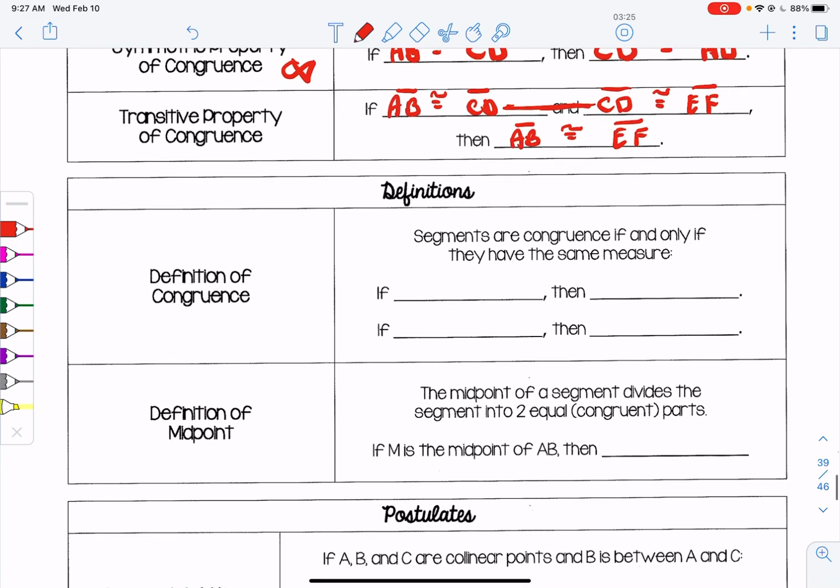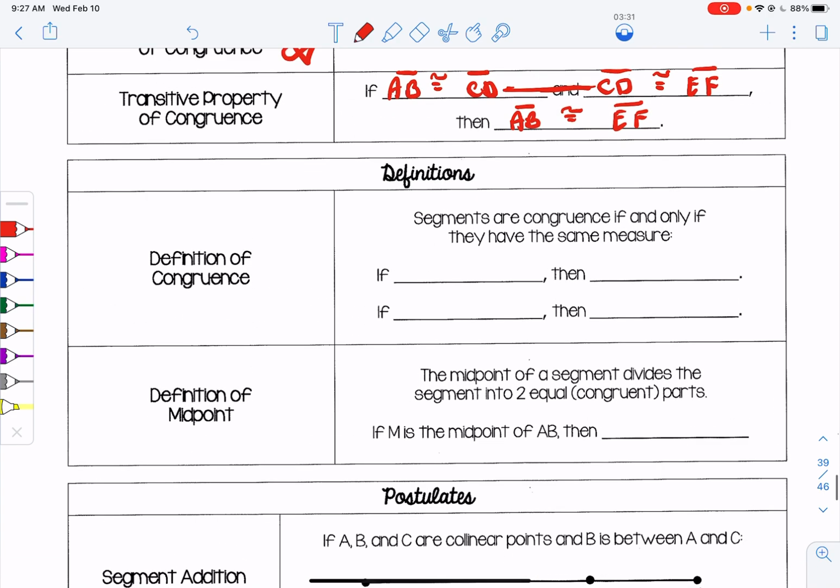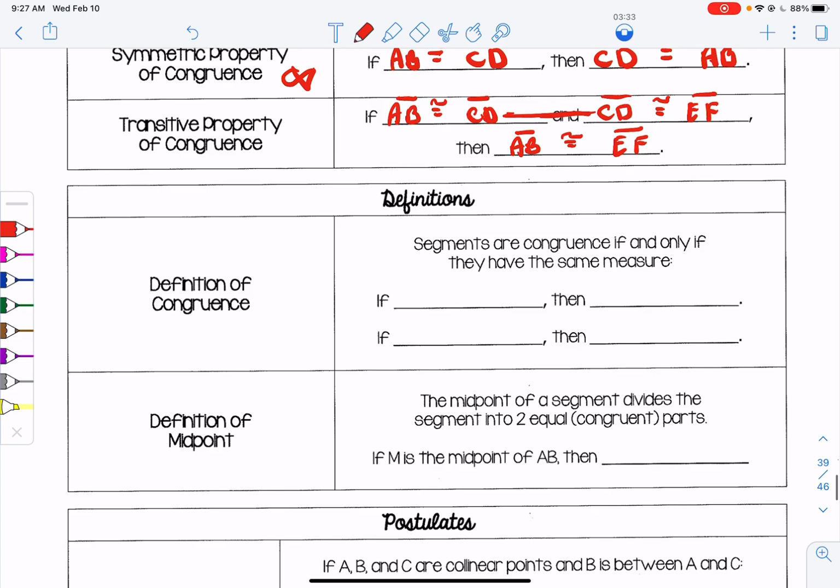Okay, here's the definition of congruency. Segments are congruent if and only if they have the same measure. So, if AB is congruent to line segment CD, then the measure of AB equals the measure of CD. And that makes sense, right? I mean, think about the desk. Our two desktops, right? They're both the same size. They both have the same area.